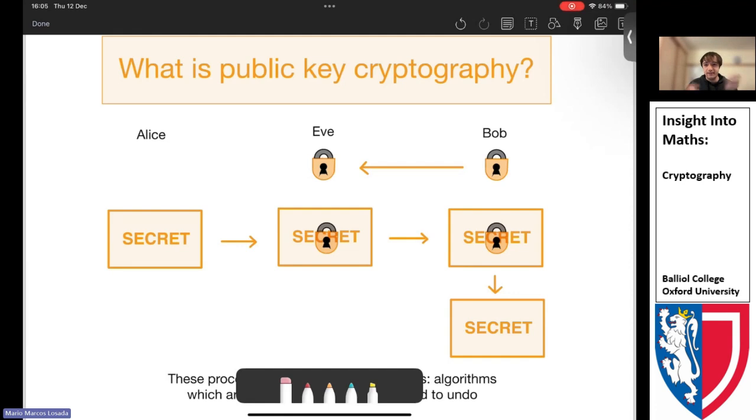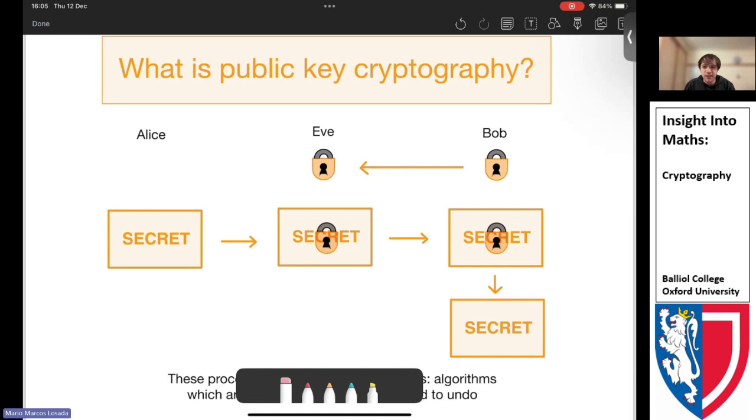Now we have computers, and this sort of encryption method doesn't really work anymore because it's very easy to break. So we need to do something slightly more clever. The basic framework is the following. Suppose we've got two people, Alice and Bob, who want to communicate. Alice has some sort of secret that she needs to pass to Bob. How can they do it so that any third person, Eve, doesn't have access to it?